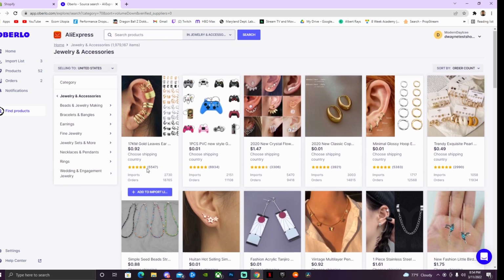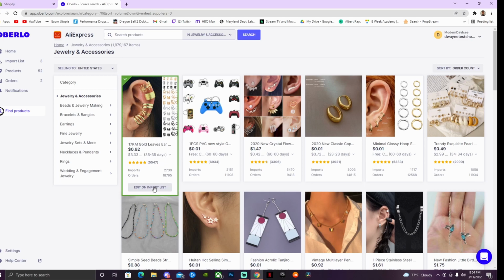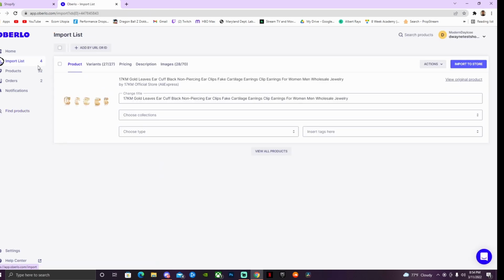It has 5,000 reviews with 5-star ratings. So when it comes to importing the product to your store, you would be hitting this button right here called Add to Import List, and then you would be editing your product on here.